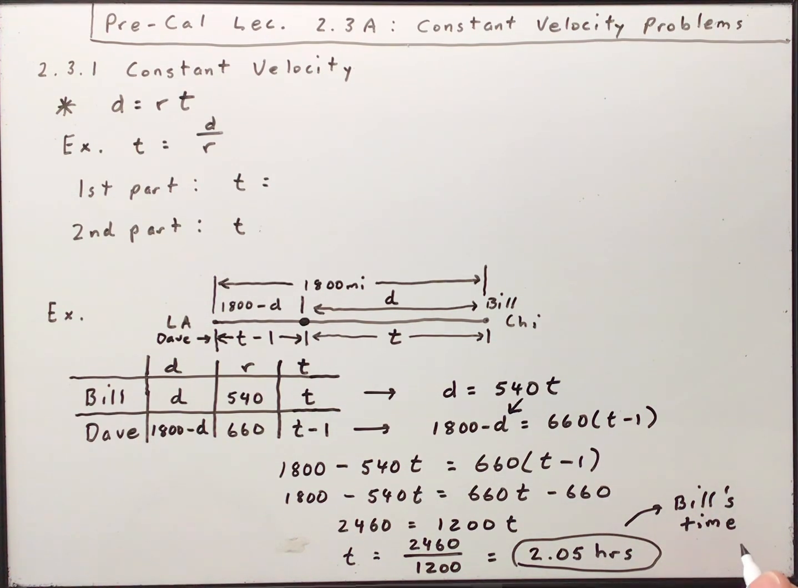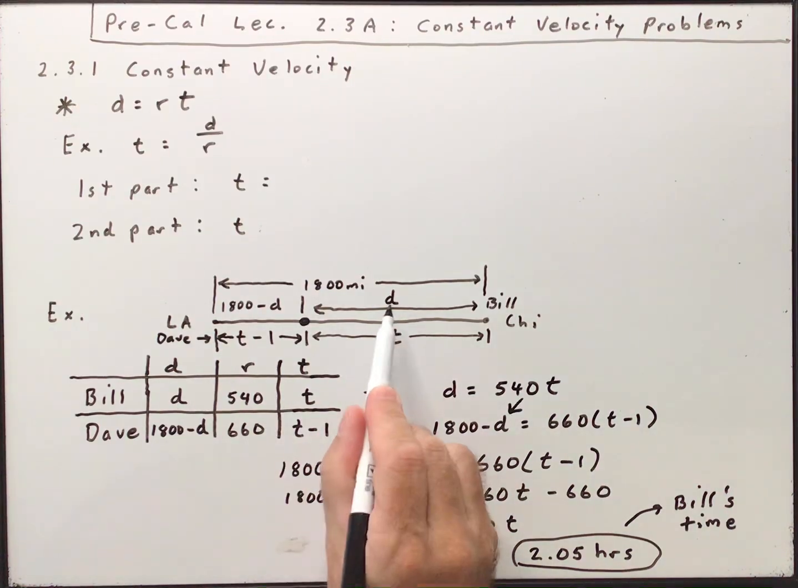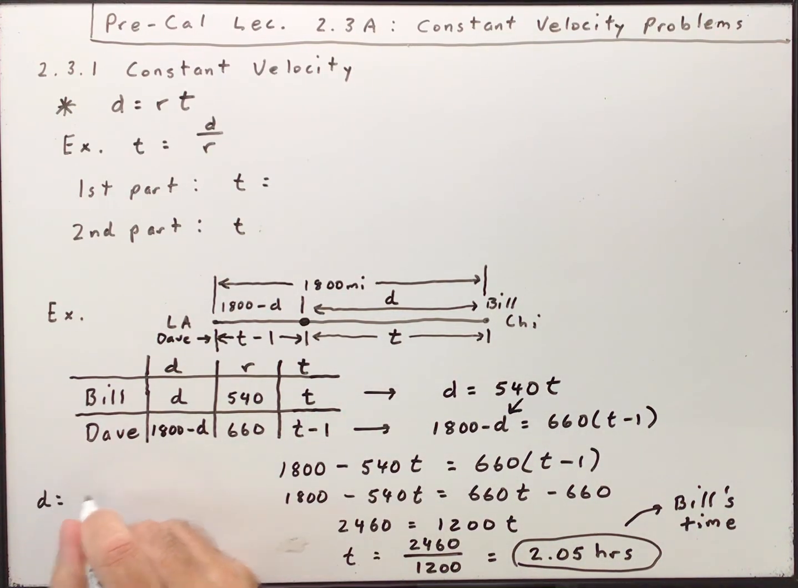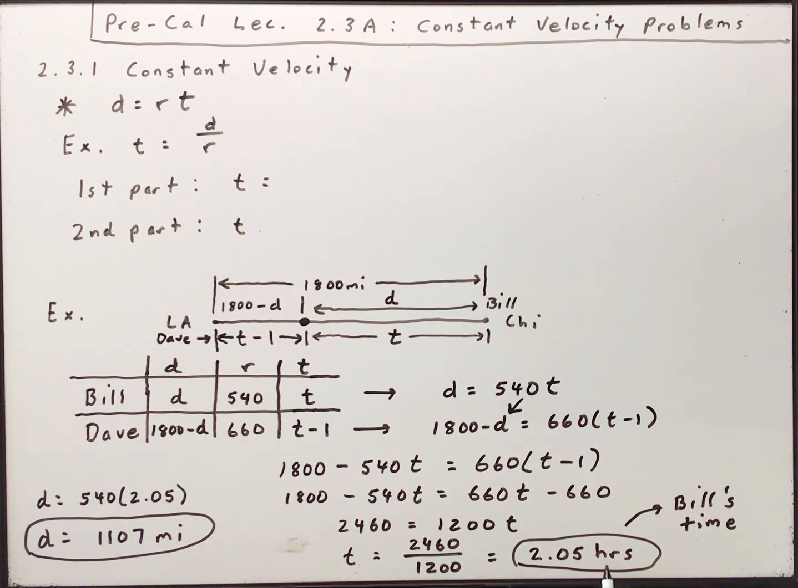Now we also want to know how far from Chicago are the planes when they meet. Well, that's going to be distance, d. So d is equal to what? 540, right? We have this right here, times 2.05 hours. All right, so that's going to be 1,107 miles. So we found our t, and then we plugged into one of the equations, and this is the easier of the two to find d.